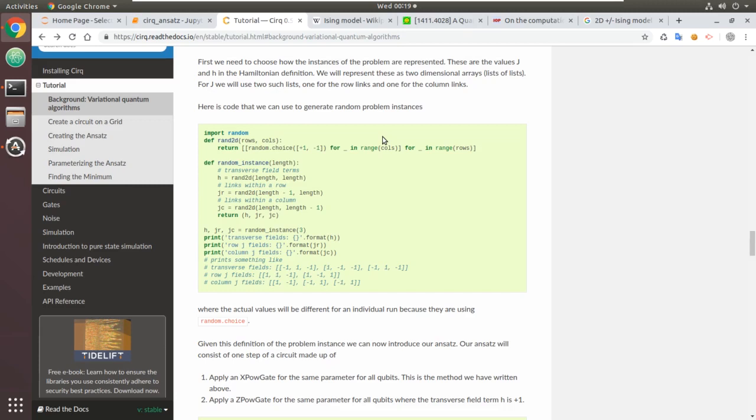Why lists of lists? I mean, okay, so I get it. It's a 3 by 3. Here in this case, 3 is the length, right? So you're doing a lattice of 3 by 3. Now I understand the way the transverse field h is defined. That makes sense. But then, what about the J? Why row and column? Why row and column fields? I'm just stupid, I think.